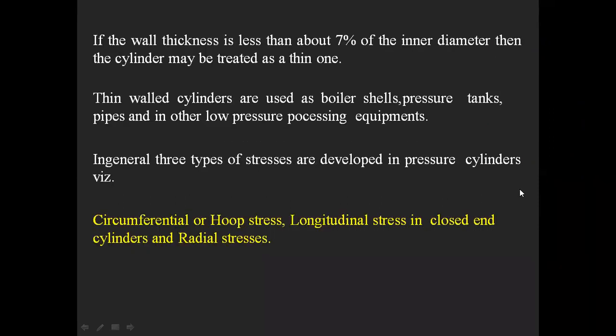Next, if the wall thickness is less than about 7% of the internal diameter, then the cylinder may be treated as thin as well. Look, we have to remember it in two ways. As we are all writing a number of competitive exams, you have to remember in terms of D by 20 and in terms of percentage also. If the thickness is less than 7% of the inner diameter, that is also going to be considered a thin cylinder.